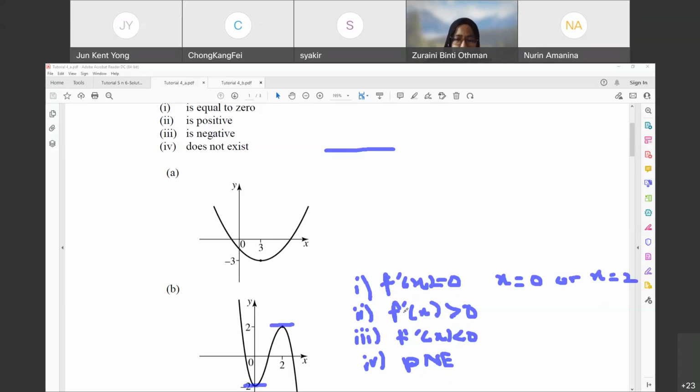Okay, now where is the x when it is positive? Fakrul Hadi, are you there? Bila dia positif dekat mana? Tengok dekat graf B ni.